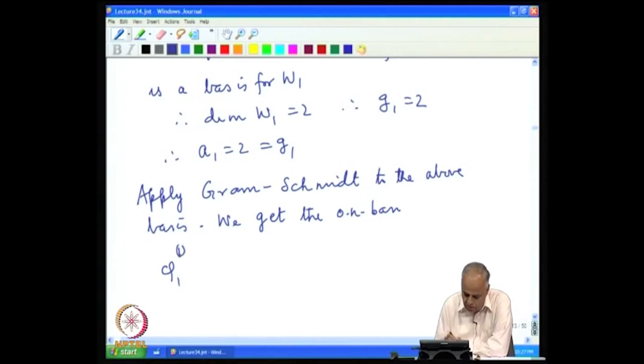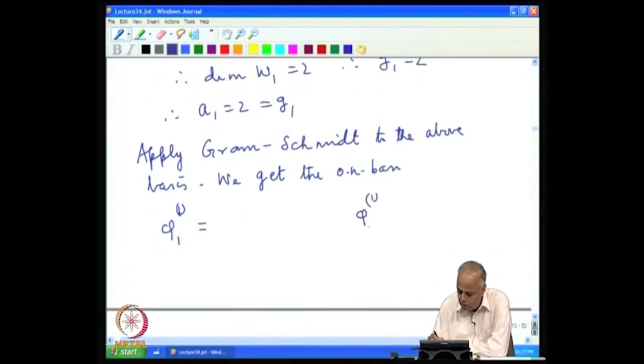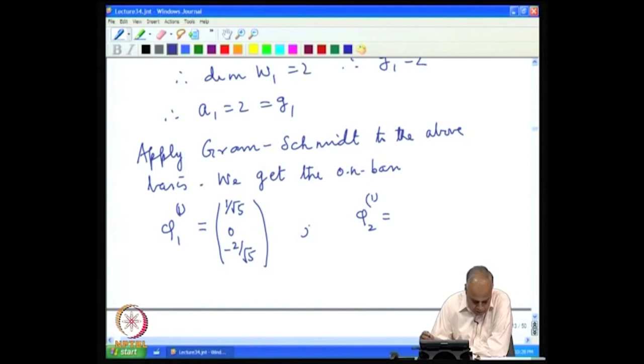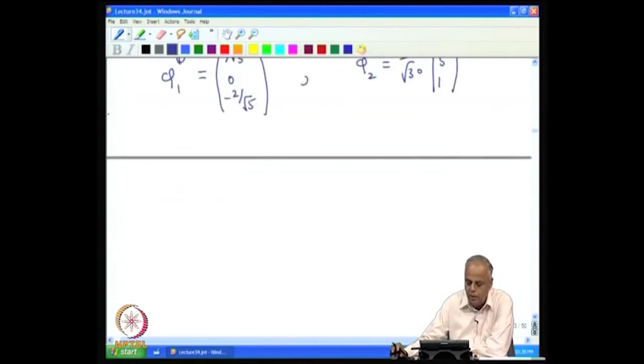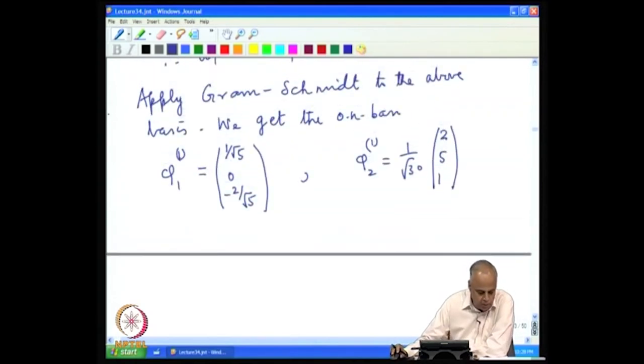Now, these are orthonormal eigenvectors corresponding to the eigenvalue 1, but there are 2 eigenvectors and they turn out to be 1 by root 5, 0, minus 2 by root 5, and 1 by root 30 into (2, 5, 1). So, we get the 2 eigenvectors corresponding to the eigenvalue lambda 1 equal to 2, and there are 2 eigenvectors, algebraic multiplicity is 2, geometric multiplicity is 2, we get 2 orthonormal eigenvectors.